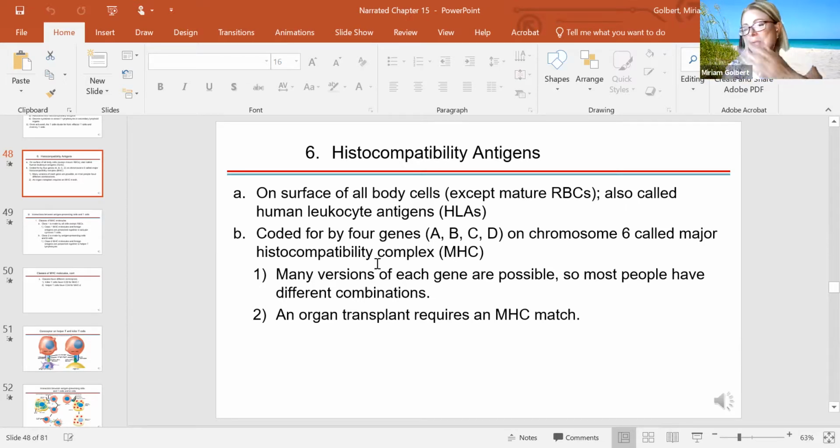There are so many different combinations that's why sometimes your own sibling is not a match, but somebody that is not related is a match, right? So they have to match these MHCs that we all have on the cell surface.